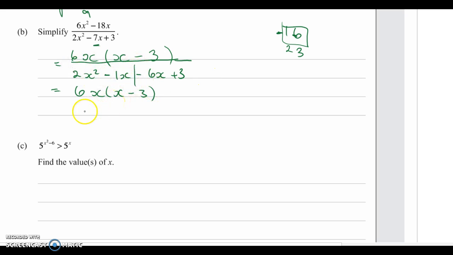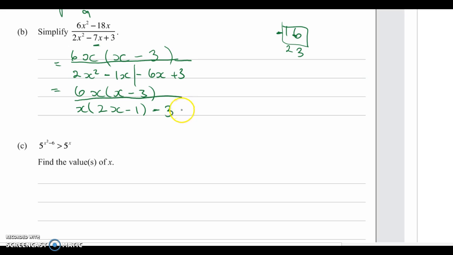This side, I can see that there is a common x, and I've got 2x minus 1. And here I'm going to take out a minus 3. Why am I taking out a minus 3? So that this is going to have to change to a minus as well. I'm looking for a minus 1 there.